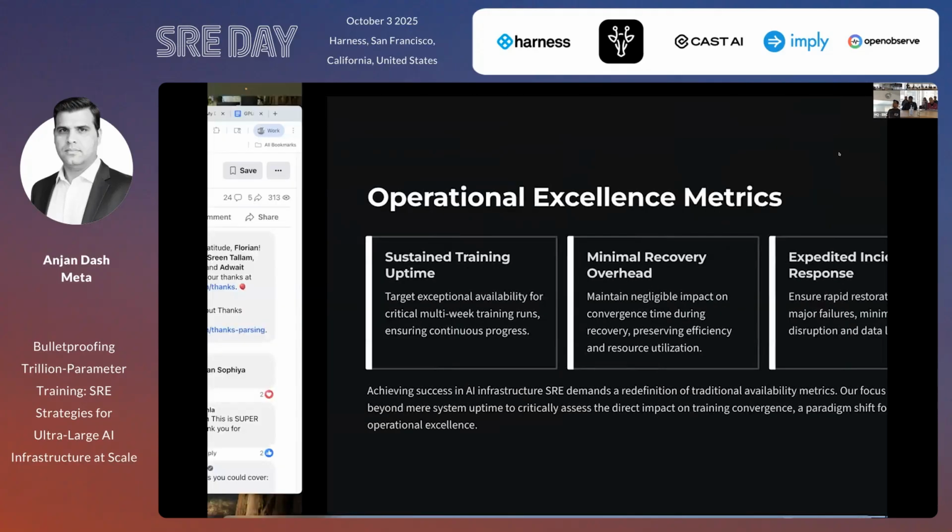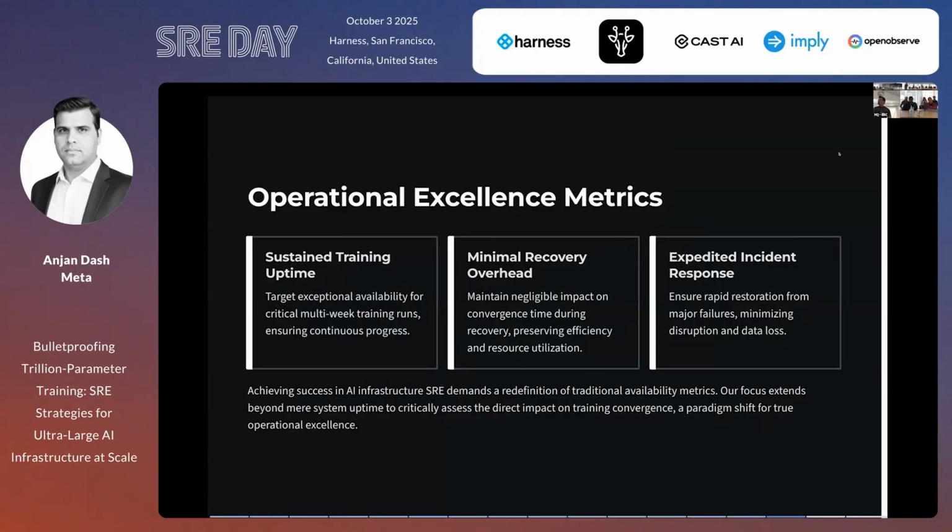Moving on, these are some operational metrics. One of the operational metrics is sustained training uptime. We need exceptional reliability here because, as we said, if there is a node failure, you come back to the last checkpoint and you lose a lot of time and money, right? That's why sustained training uptime is a big metric for operational excellence. Then minimal recovery overhead: whenever something happens and you are trying to recover, how much overhead is there? The last thing, which is very normal, is what is your response time?